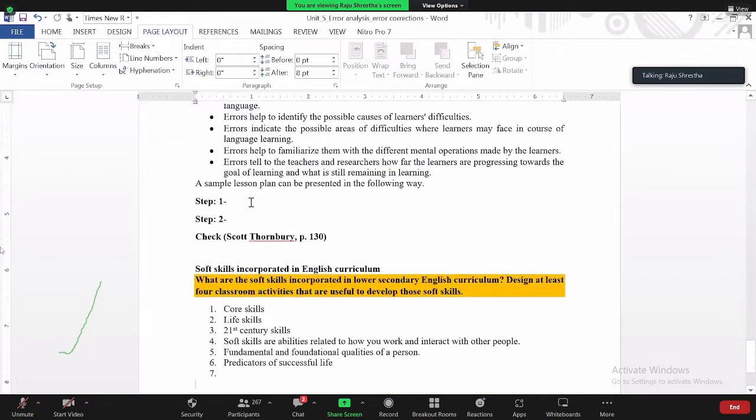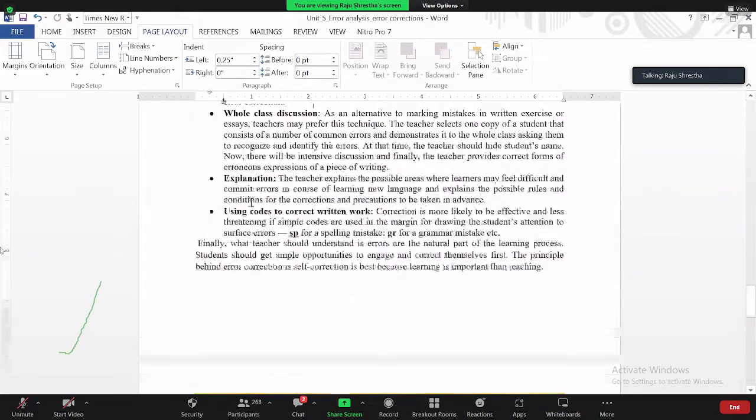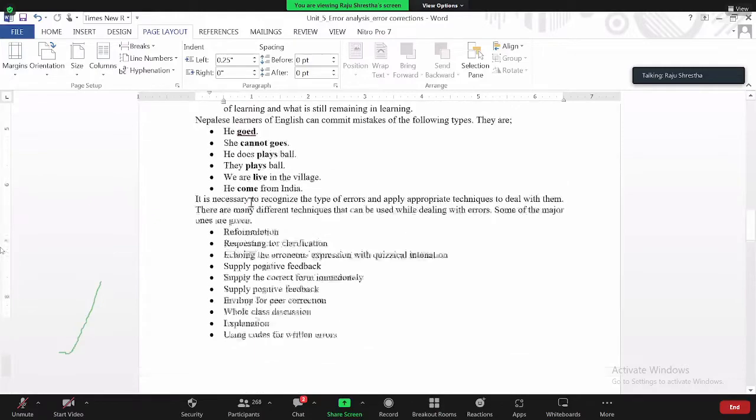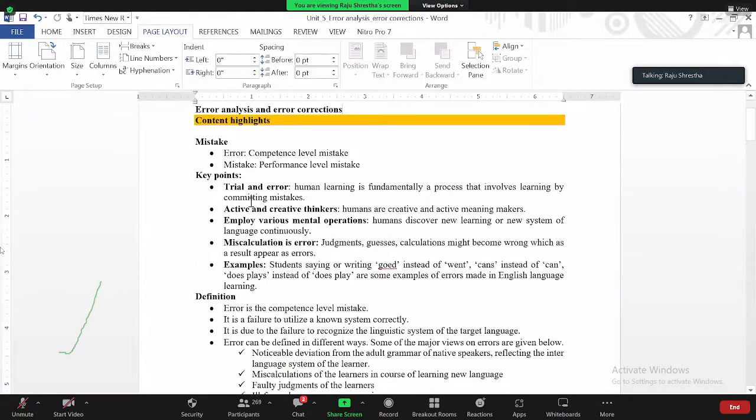Next question, from the soft skills part: what are the soft skills incorporated in the lower secondary English curriculum? Design at least 4 classroom activities that are useful to develop those soft skills. By discussing these 3 questions, we try to summarize errors and the soft skills. Now, let's start with error analysis and error correction.